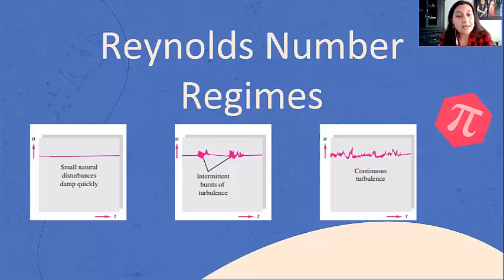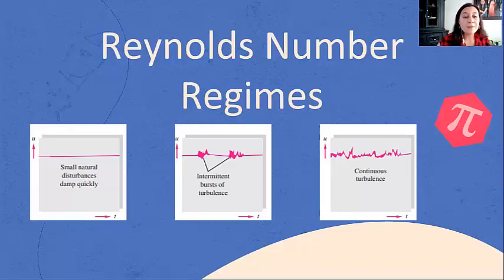As we can see in these images, there are three regimes of viscous flow. First, we can see the laminar flow. The second is transition, an intermediate regime. And finally, we have the third, which is turbulent flow at high Reynolds number.